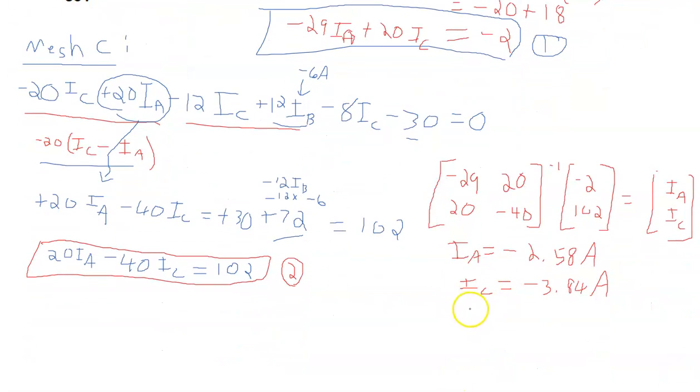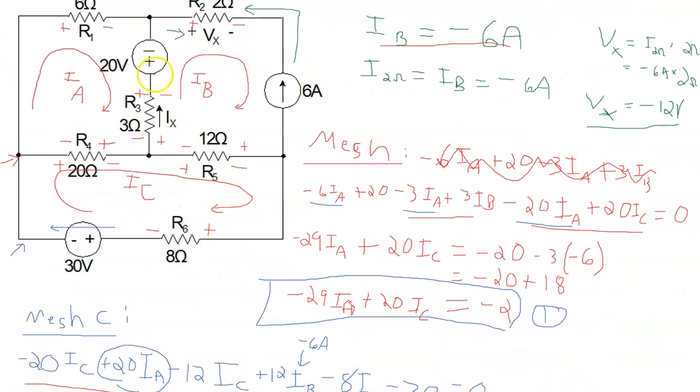And remember, now part of the solution was IB. IB is equal to negative 6 amps. So there's our solution. Now, the question asked us to find Vx, which we already answered, negative 12, and Ix. So let's go back now and think about what Ix is. Let's size up our circuit, right? Okay, so let's go back to the circuit. Ix is up through R3. So it's the magnitude of I3, but it's up through.